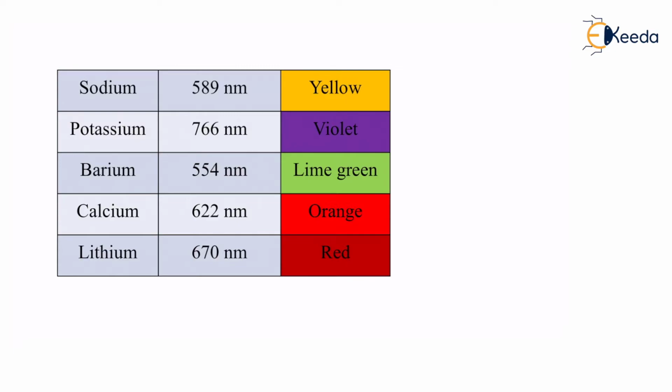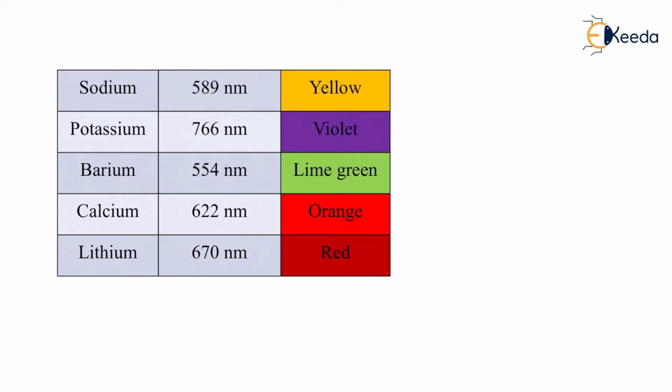Finally, the last element we have over here is lithium. Lithium belongs to group 1 of the periodic table. It is an alkali metal, and the wavelength of lithium is 670 nanometers. That means the length of one wave of lithium will be 670 nanometers. And it gives us a reddish brown flame. That means it gives us a darker shade of red when it comes to lithium.